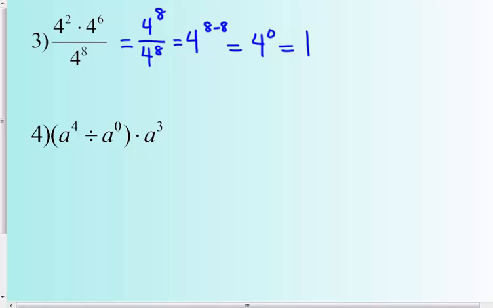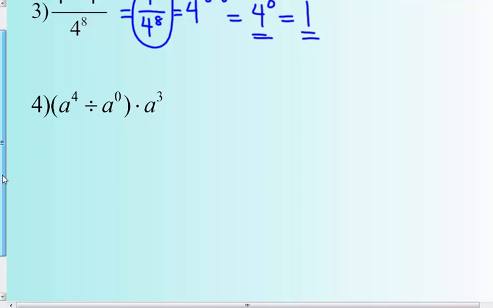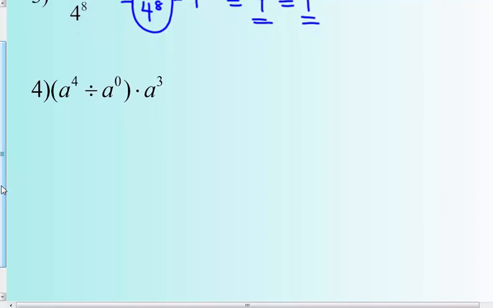If it didn't say evaluate where applicable, and it said simplify each expression, leave it in exponent form, then I would answer it as 4 to the 0. Evaluate where applicable, the answer is 1. Any number divided by itself, I knew this was going to end up being 1 anyway, though. Even using my laws of exponents, I knew I was going to get it down to 4 to the 0, which equals 1. Number 4, a to the fourth divided by a to the 0.